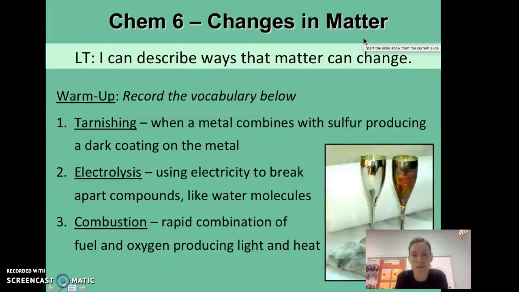Hi there, this is Miss Kerr, and I'm going to be going over the Chem 6 notes, changes in matter. Your learning target for this is that you will be able to describe ways that matter can change.